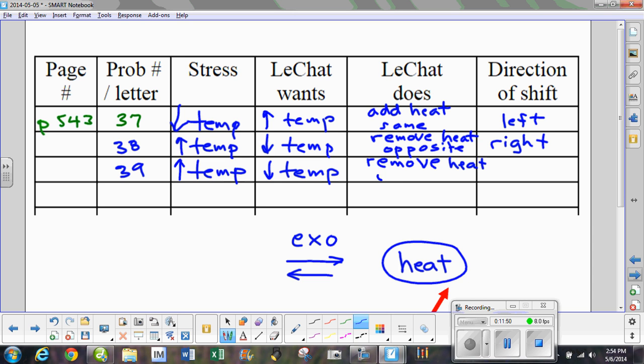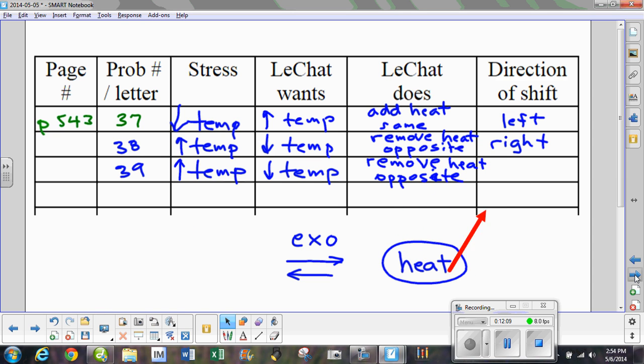It's opposite. Yes, it is opposite. So, O-P-P-O-S-I-T-E, opposite. Okay, now, let's look. Heat's on the right. So, opposite, yes.